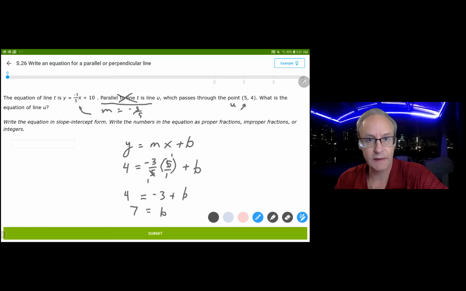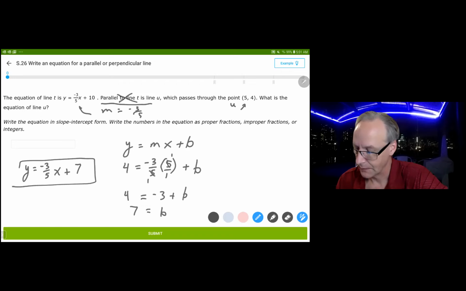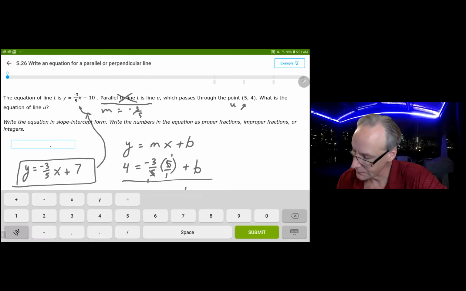Now, you still have to write the equation, but the equation, of course, is y equals -3/5 x plus the 7. And we know that it's going to be parallel to this one because it has the same slope. And we know it's going to go through the 5, 4 because we forced it to. Anyway, here's our equation. Y equals -3/5x plus 7. Just be careful of this area right here. If it's subtraction, you have to put spaces.